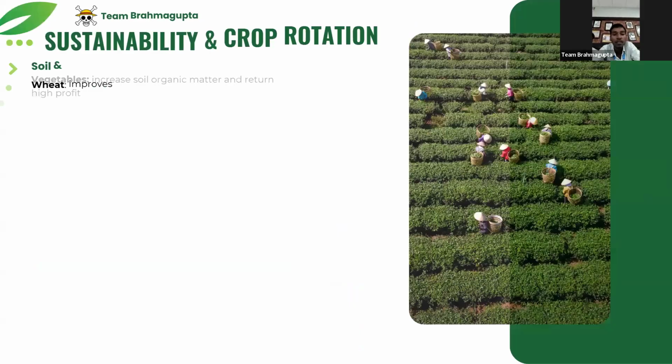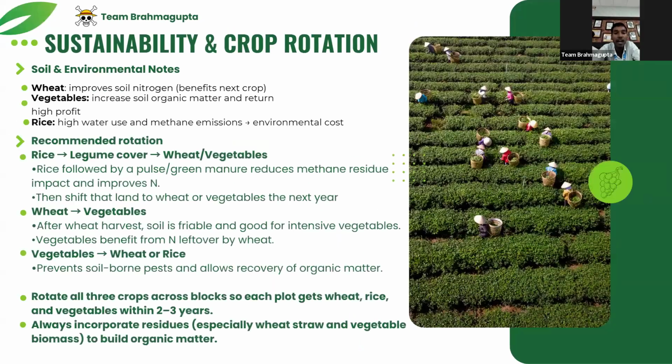So the sustainability and crop rotation criteria are: wheat improves the soil nitrogen component, and vegetables increase the soil organic matter, but rice uses a high amount of water and causes methane emission. So we should use different types of crop rotation to balance all three sustainability goals.